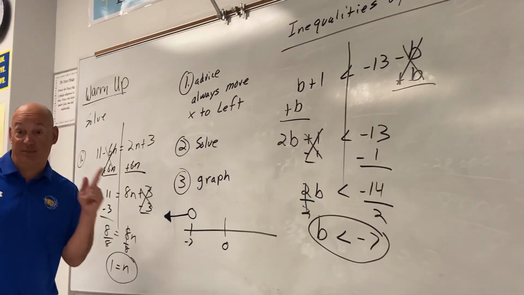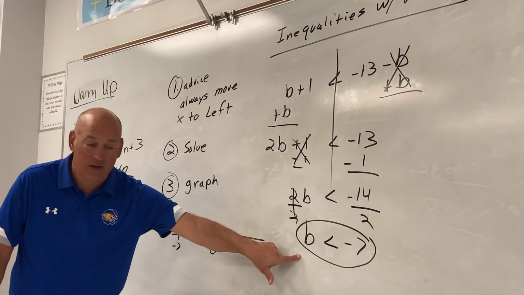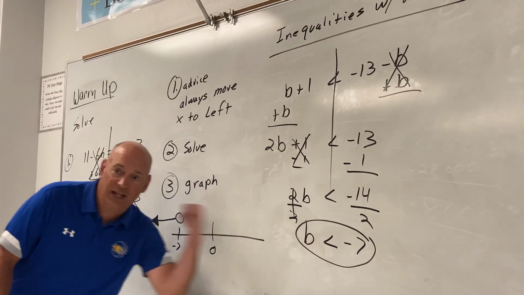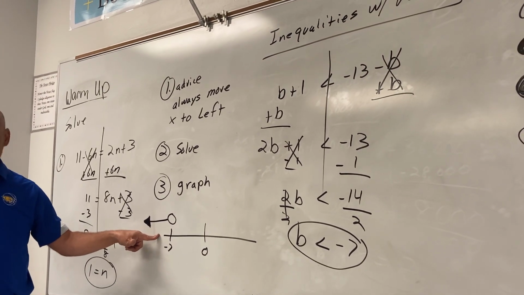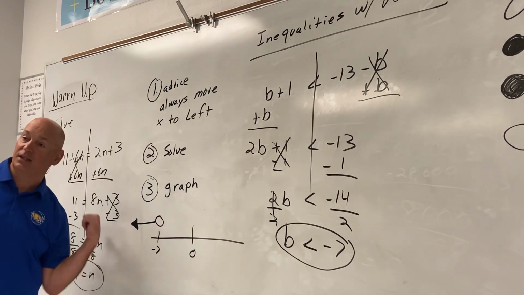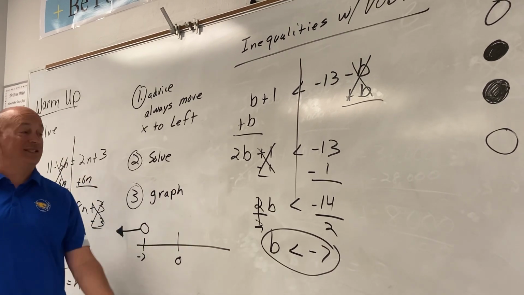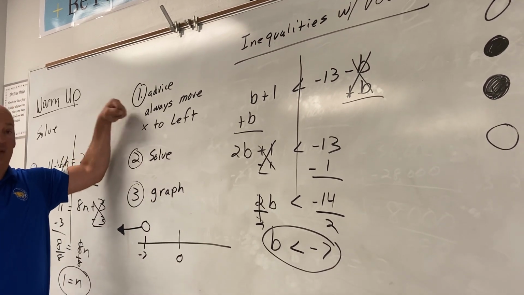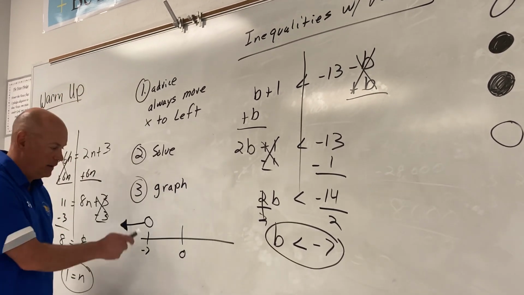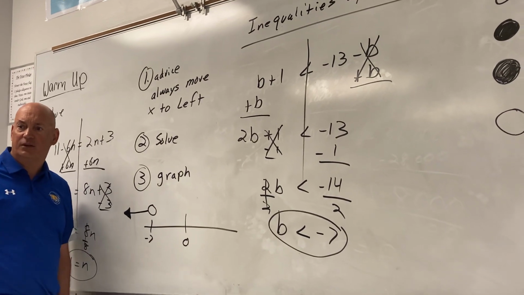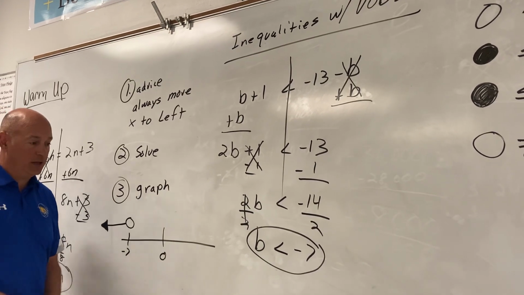Here's the other reason. Here's the main reason I like to move it to the left. If you end up with B on the left, do you see the arrow is pointing to the left? That's the way you always shade. Are you with me? So less always goes to the left. Greater than always goes to the right. That's the main reason I like for the B or the X to be on the left, because now my arrow tells me which way to shade the arrow on my graph. Does that make sense? Questions? Let's do another one.